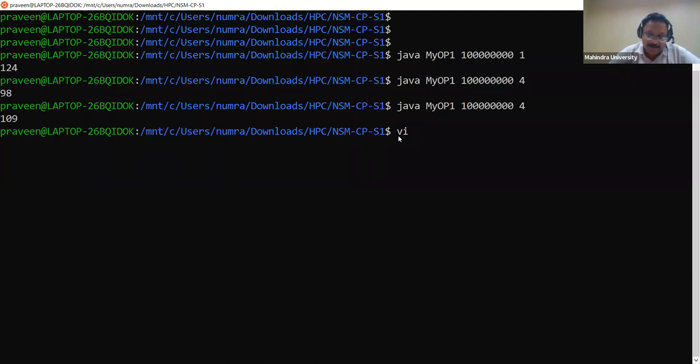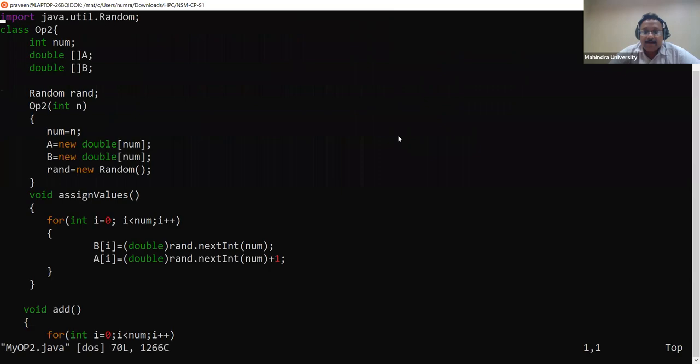Next, the second program. Yes, here earlier I considered A and B to be of type integer. In this example, A and B are of type double. Nothing great in that. Earlier A and B were of type integer. Here A and B are of type double.